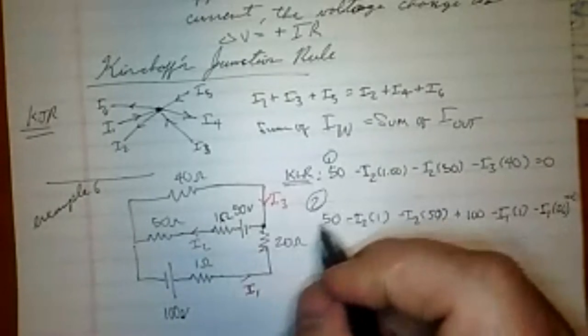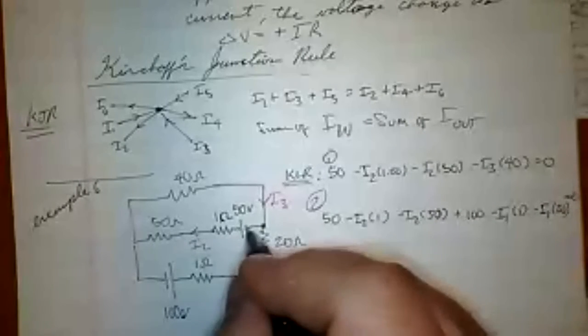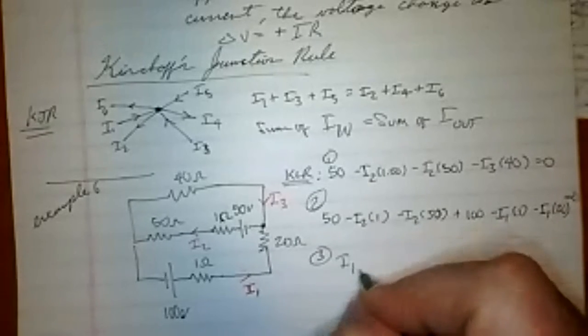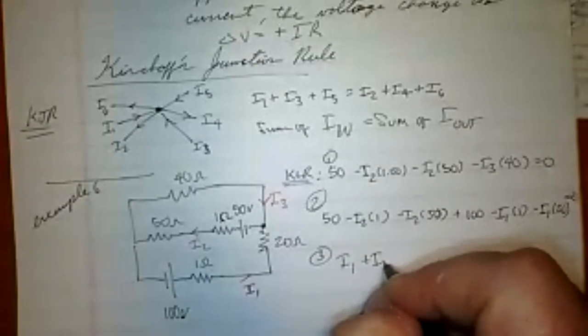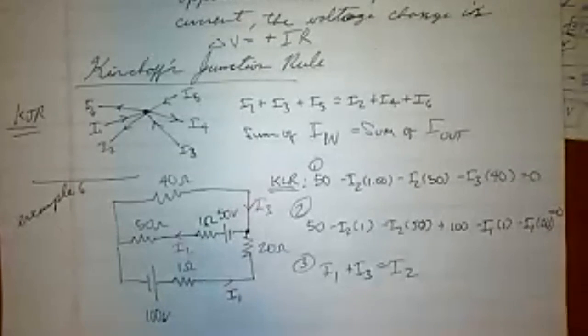And then my junction rule, notice this and this come into the junction, but this goes out. So equation 3 would be I1 plus I3 is equal to I2. That's 3 equations, 3 unknowns. You can try to solve this on your own. We'll work on it next time because we're now out of time.